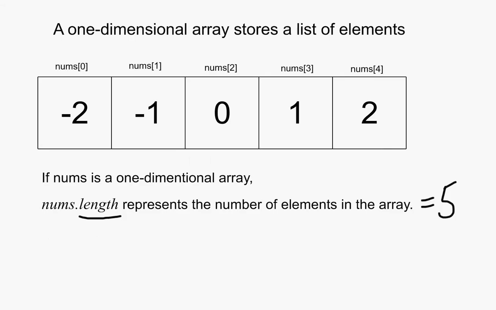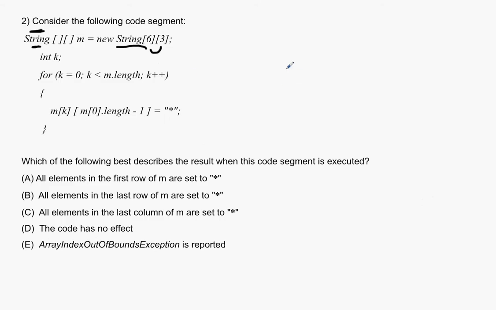Which brings us back to our original question. Let's see if we can answer this now. Alright, so we have a for loop, and they're going to talk about K, so I'm kind of used to doing that. Let's see, what would K be? K is going to go from 0 to M length. M is going to be a two-dimensional array.